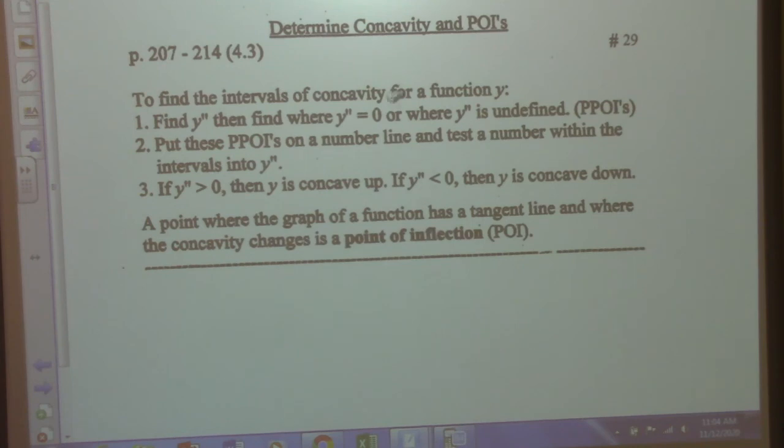We're learning about something called a POI, point of inflection, and a PPOI. If a POI is a point of inflection, what's a PPOI going to be? A potential point of inflection, or a possible point of inflection. So you find where f double prime equals 0 with the second derivative, and then do a number line test to see if the signs change. That's a PPOI. What happens when the sign changes? That actually becomes a POI, a point of inflection. I'm going to ask you that tomorrow when you come to class.